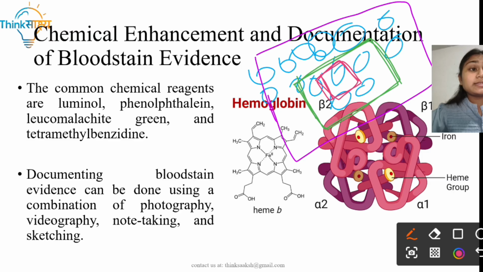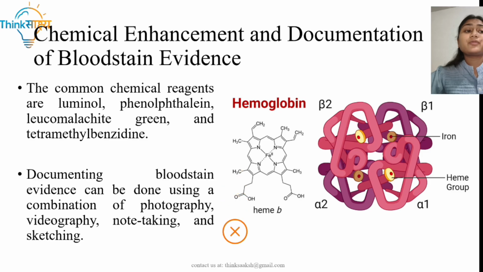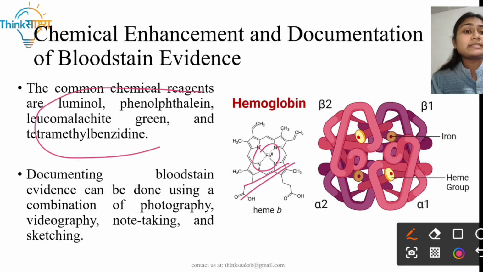And yes, scales are important. Adhesive scales are there that stick on walls, and photography can be done easily. So here we have a picture of hemoglobin structure. And why do I have it here? Because hemoglobin is present in blood and it contains iron. Iron is used in all of these tests as a catalyst.